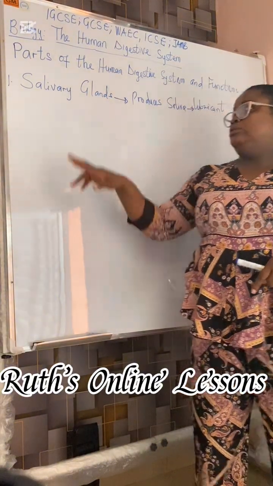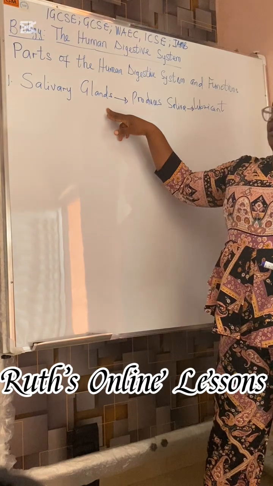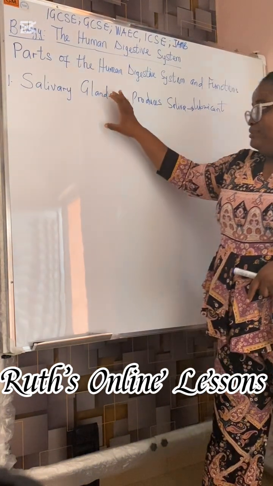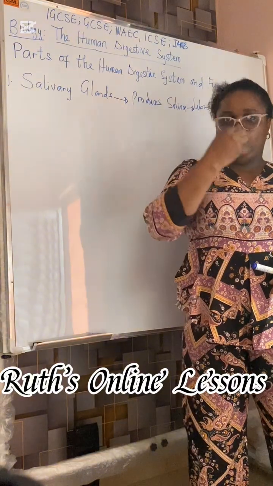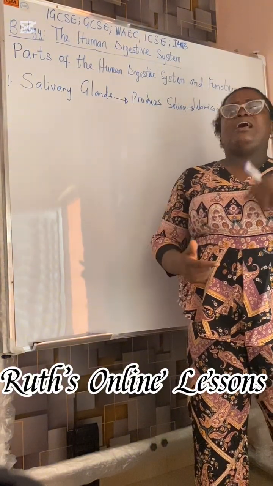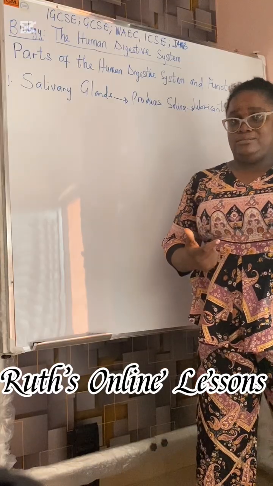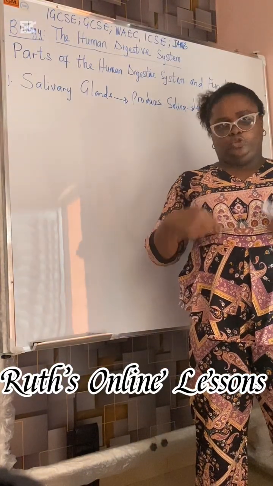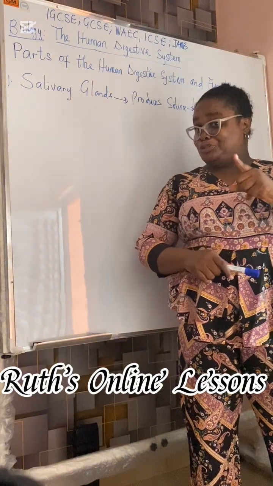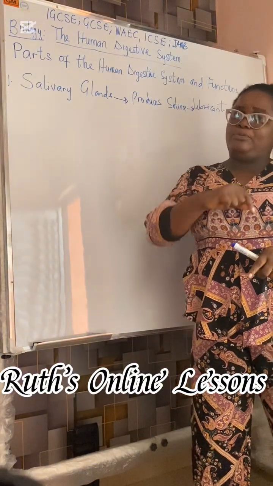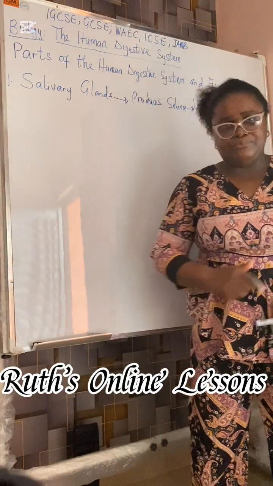What do we know? Salivary gland produces saliva. The salivary glands are found in your mouth. The saliva produced by the salivary gland acts as a lubricant. It makes it very easy for you to chew your food and to swallow your food. But that's not the only function of the saliva. In saliva, there is a type of enzyme we call amylase.